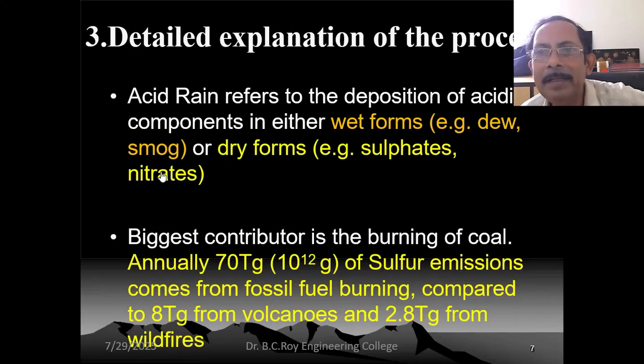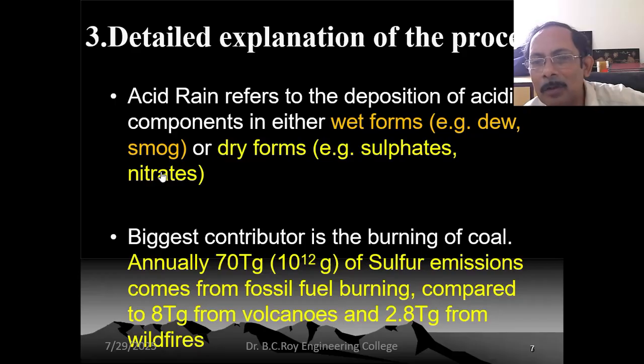Now acid rain refers to the deposition of acidic components in either wet form or dry form. So sometimes the dry deposition of the sulfate and nitrate can be on the surface of material, or in the rainfall it can mix with the water, dissolve into it, and gets deposited.